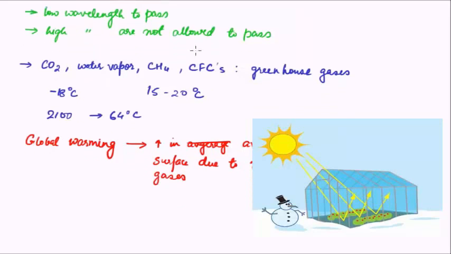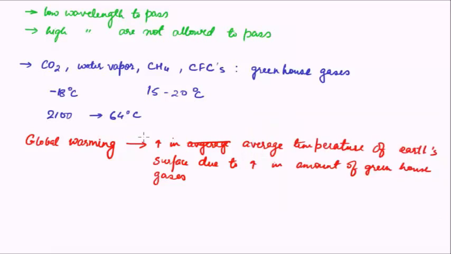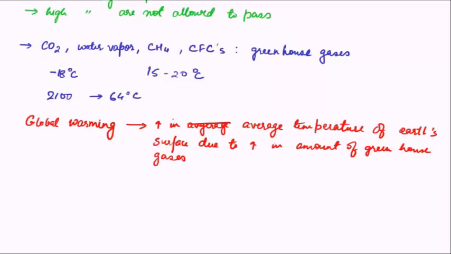Okay, so the phenomena which we studied here, the greenhouse effect, is leading to an increase in average temperature of the Earth, and that phenomena of increase in average temperature of the Earth due to the increase in the greenhouse gases is termed as global warming. Now let us see what can be the effects of global warming.